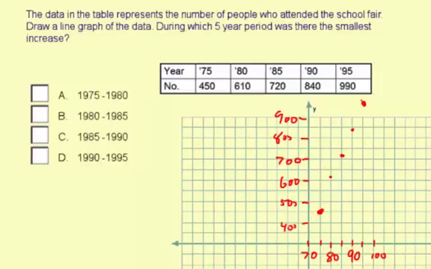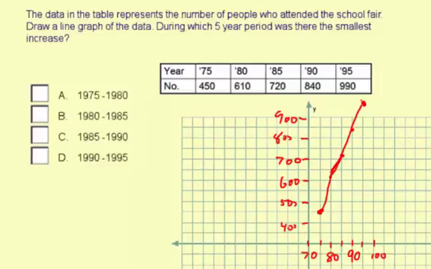Now when you're drawing a line graph with data points, in this type of situation, you need to connect the points, and you try to do it with straight segments. So it should be kind of like that. And this one could be a little straighter. And so there's our line graph.